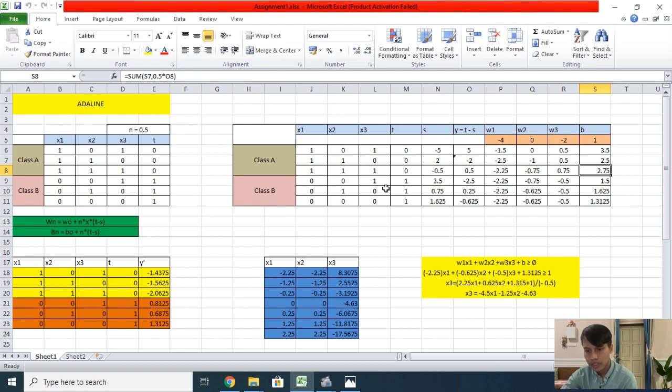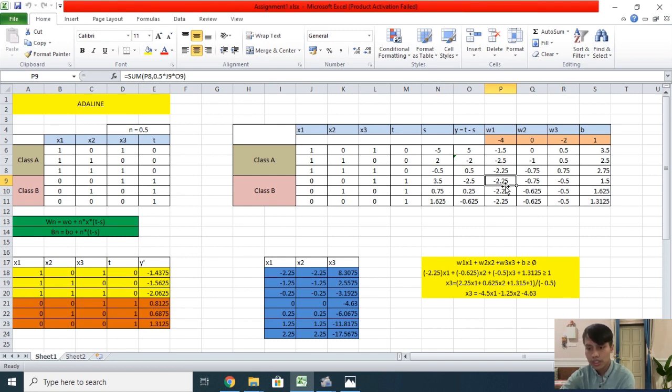And for the class B, for the class B s, we need to add the x1 x3 equal to w3 0.5 plus the bias 2.75. So that's why we get a 3.5. And y, t minus s, is 1 minus 3.5. So we get the negative 2.5.